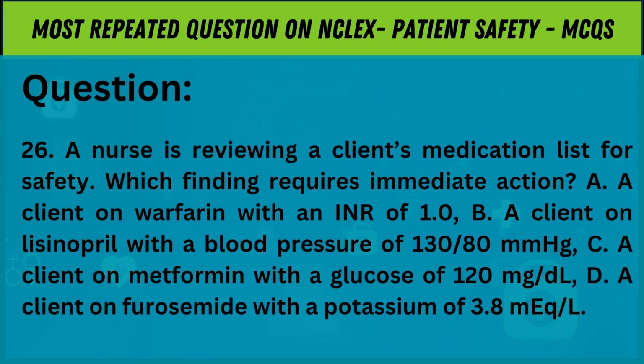26. A nurse is reviewing a client's medication list for safety. Which finding requires immediate action? A. A client on warfarin with an INR of 1.0. B. A client on lisinopril with a blood pressure of 130 over 80 mmHg. C. A client on metformin with a glucose of 120 mg per deciliter. D. A client on furosemide with a potassium of 3.8 milliequivalents/L.